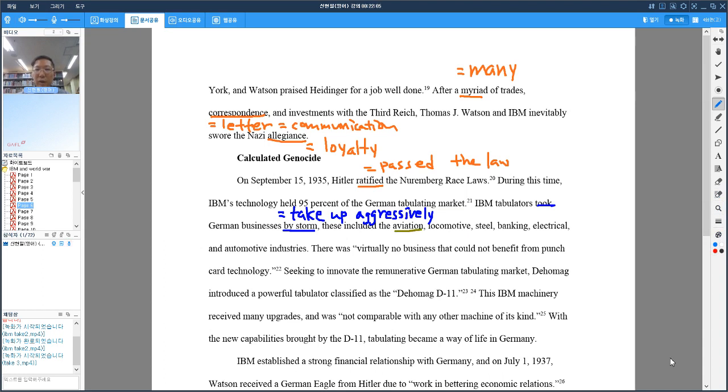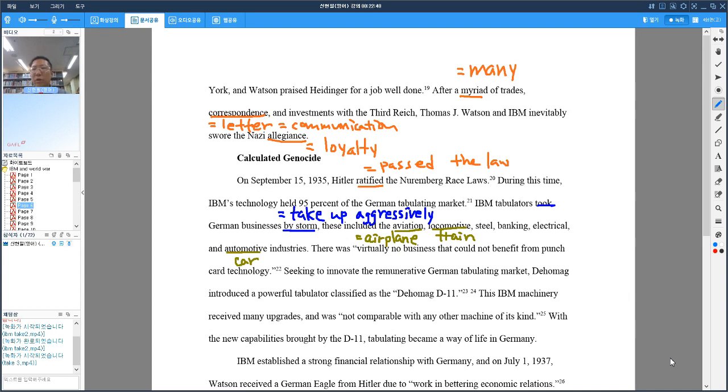Aviation is usually related to airplanes. Locomotive is like trains, the train business, and steel, banking, electrical, and automotive means the car industry. So IBM's computer technology took up almost all the heavy industry of the German market. And there was virtually no business that could not benefit from punch card technology.